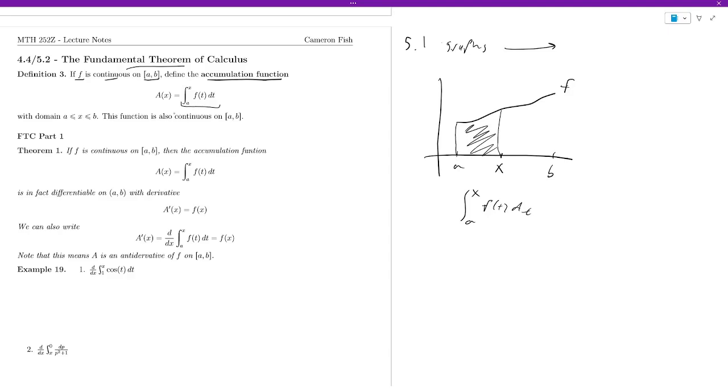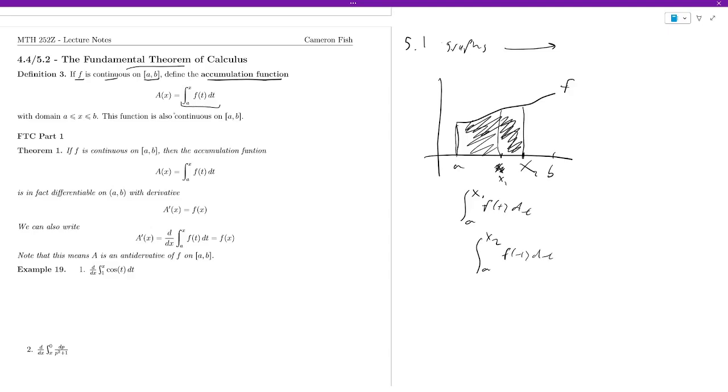But I could also imagine picking some other x value. So say I didn't like this x value and I wanted this x value instead. Then I could call this x1 and this x2. My original integral was integrating from a to x1, but I could also integrate from a up to x2, and that would be a bigger area, right? It would be going from a all the way up to x2 and getting all that area.